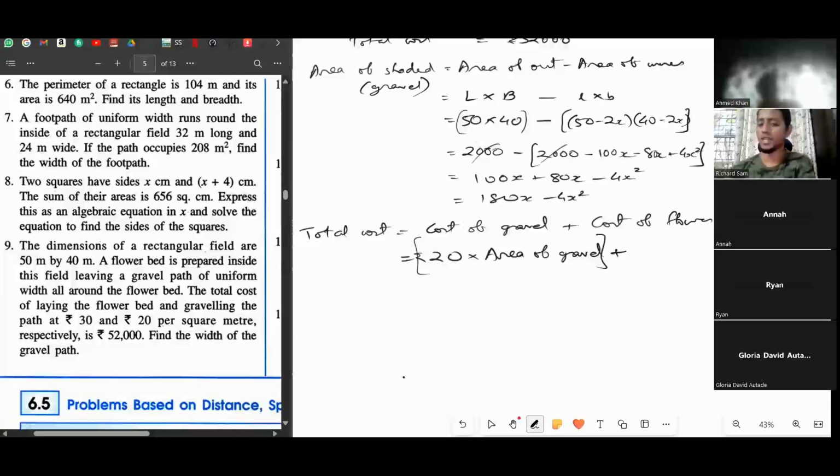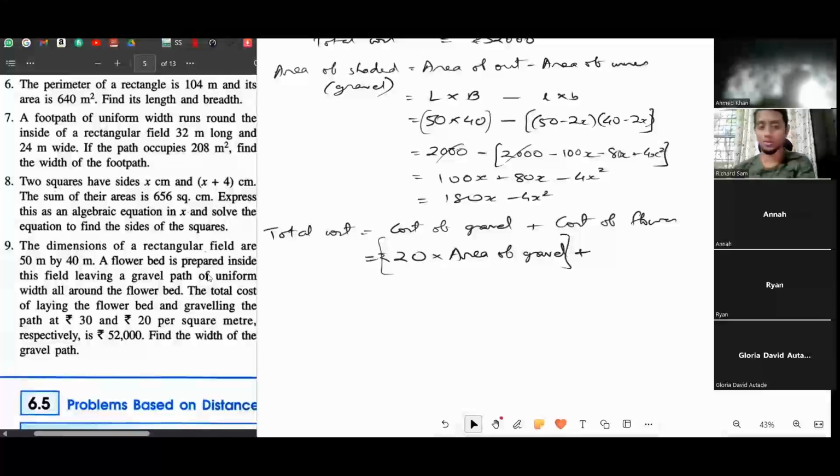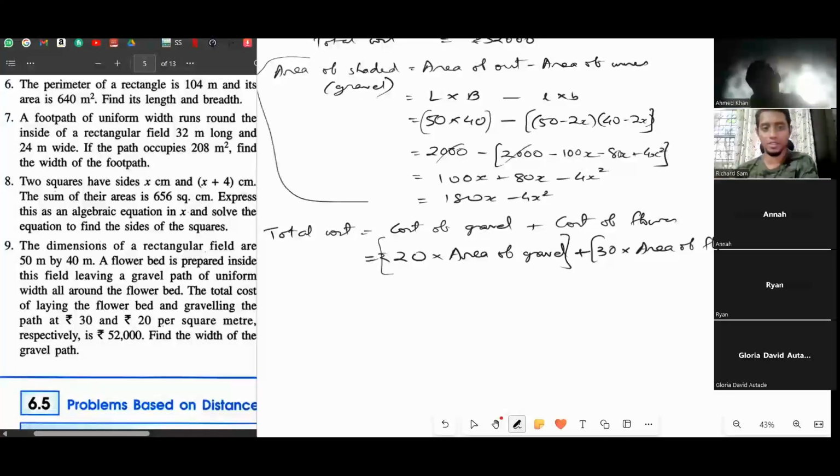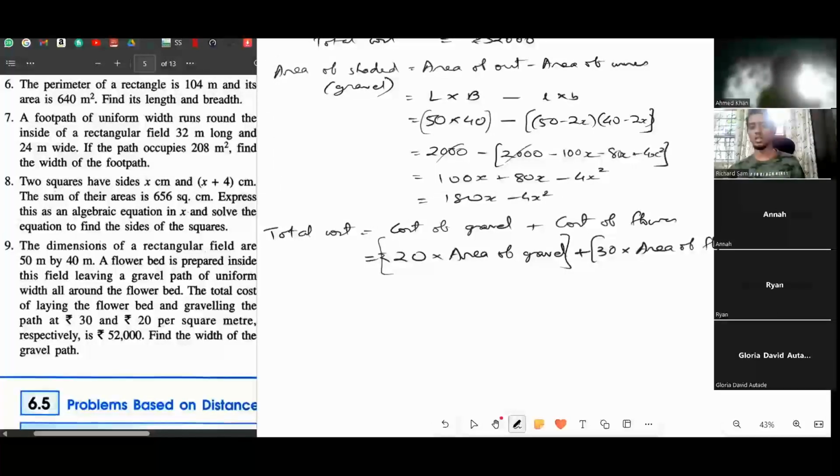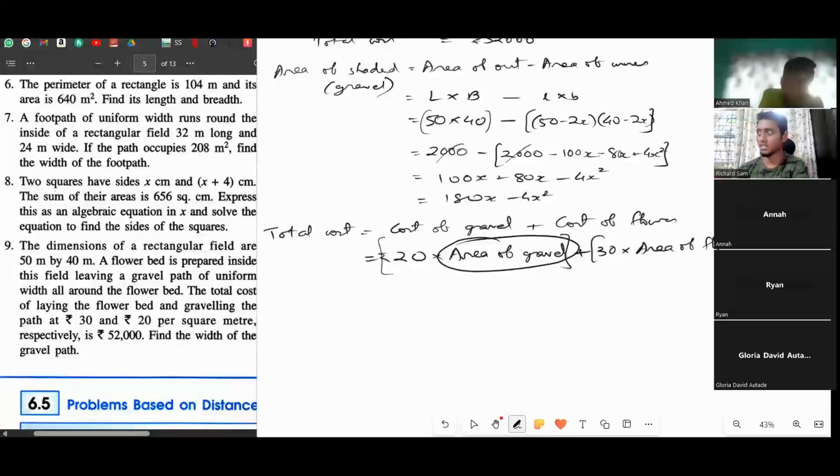Plus, cost of flower will be what again? 30 into the area of the flower bed. Correct? So all this while, what we were finding was only the area of the gravel. What we did all this was to find the area of the gravel so that we could substitute it over here. Do you understand?